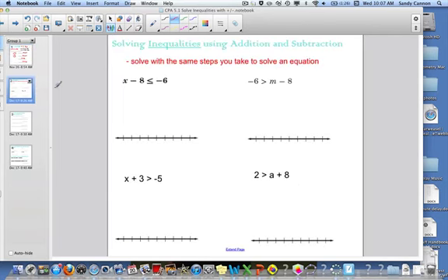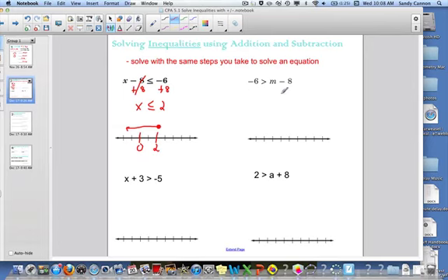So now let's look at some simple inequalities with addition and subtraction. You're going to solve with the same steps you take to solve an equation. So in this case, I'm going to add 8, and I'm going to add 8 to both sides. Okay. This will cancel. I'm left with x is less than or equal to 2. So now on my number line, there's no numbers on this line, so let's put a couple numbers on here. There's 0. There's 2. Okay, 2 is what we want. It's going to include 2 because of the equal sign, so we're going to put a closed dot here, and it's less than, so we're going in the negative direction.